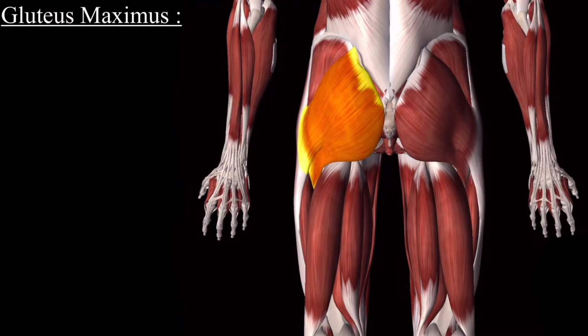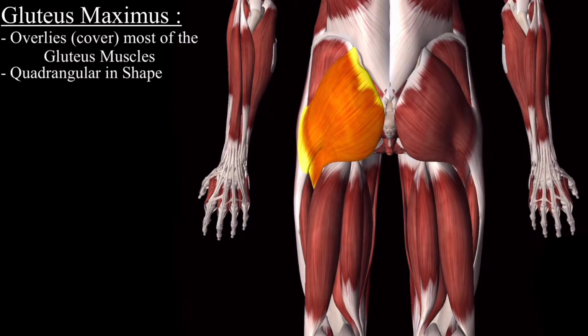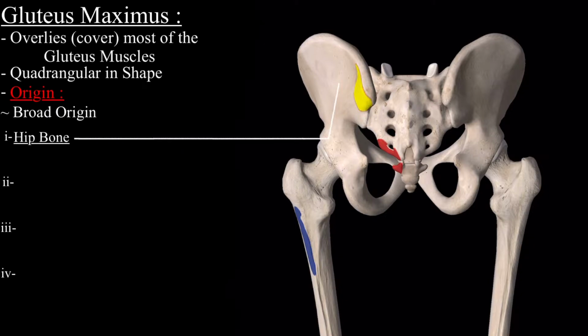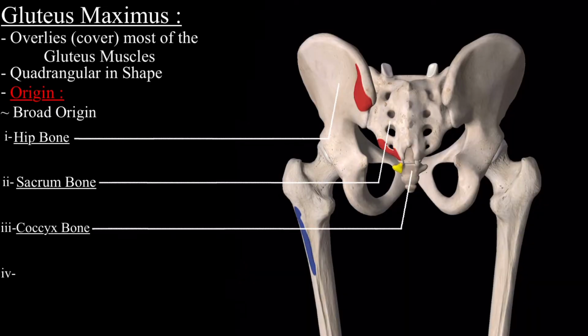The Gluteus Maximus muscle overlies most of the gluteal muscles. This muscle is quadrangular in shape. Now we come to the origin of this muscle. It has a broad origin. I have divided the origin of this muscle into four parts. Its origin is from the hip bone, sacrum bone, coccyx bone, and sacrotuberous ligament.